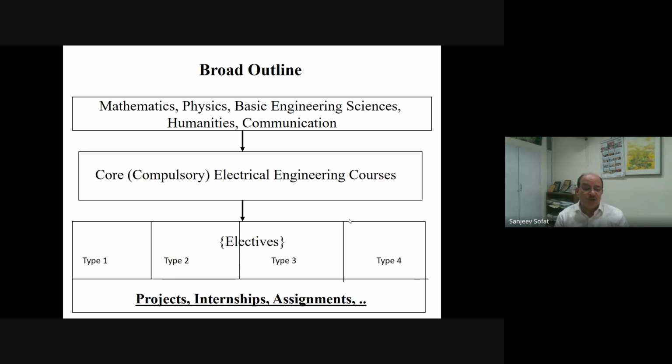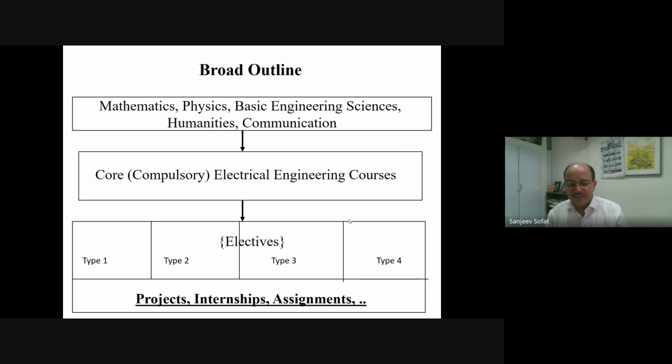Then humanities are the courses where we cover economics, psychology, or accounting. And then the next level of courses is the core compulsory courses. Maybe in electrical engineering there will be some core courses which have to be taught. Maybe you think of a core, that's what we say, the core compulsory electrical engineering courses which have to be there. Then you think about the other electives.